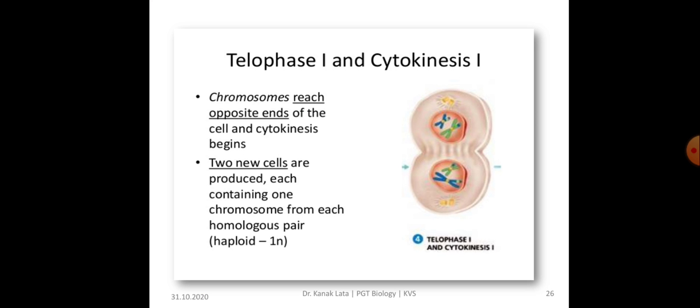Here you can observe telophase 1 and cytokinesis 1. You may see here that chromosomes reach the opposite poles and cytokinesis begins, and two new cells are produced, each containing half the chromosomes in each cell.